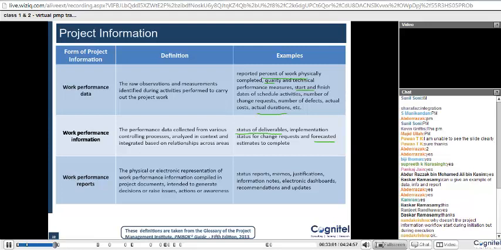And then you have the reports, the physical or electronic representation of the work performance information compiled in project documents, intended to generate decisions or raise issues, actions, or awareness. Any status reports, memos, justifications, information notes, electronic dashboards, recommendations or updates, they all form part of the reports. So information would be like 100 lines, reports would be maybe 5 or 10 lines telling everyone what exactly this whole information is telling you in a nutshell. Is that okay, guys?